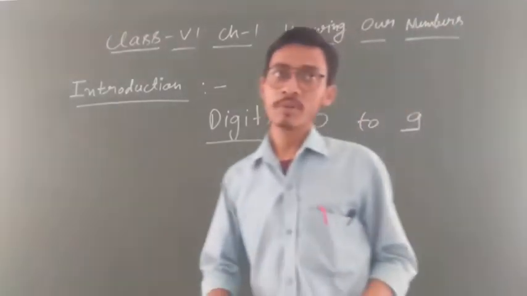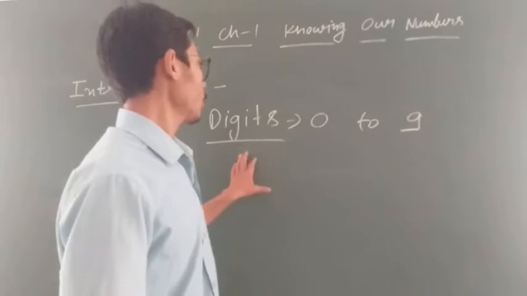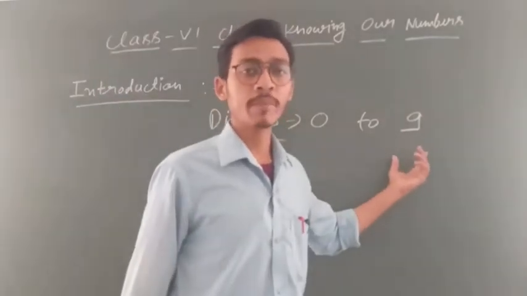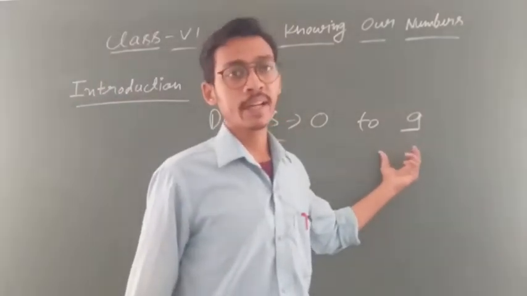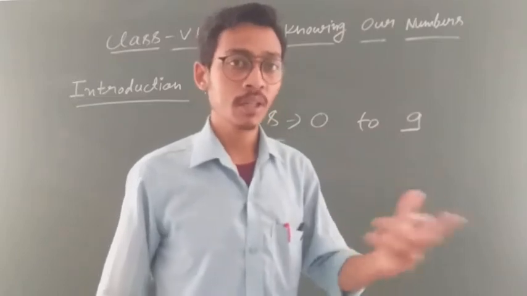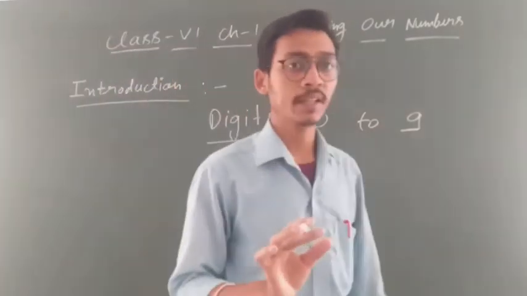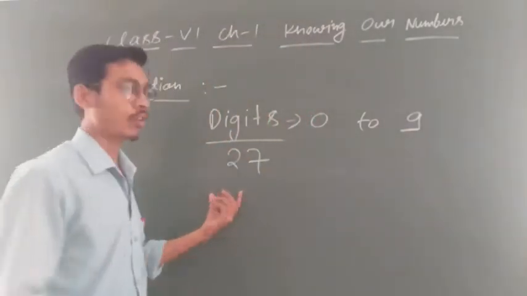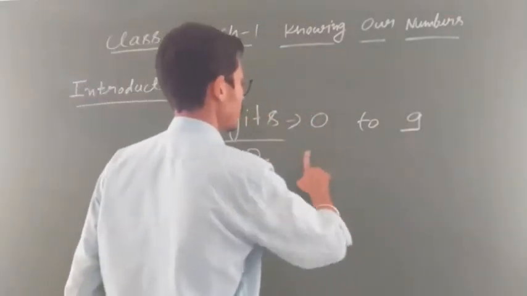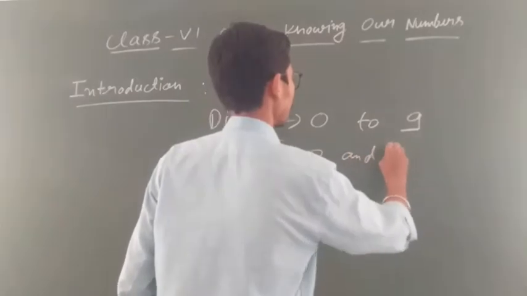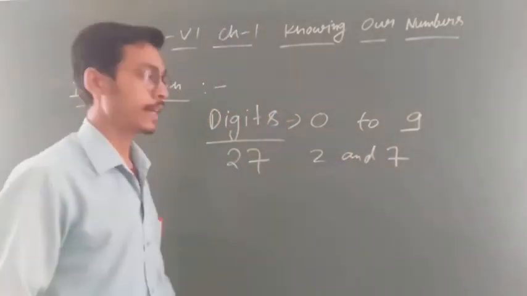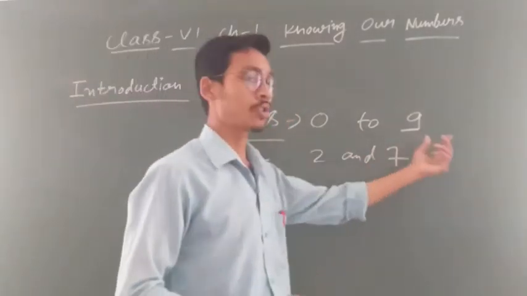So student, we were discussing digits. What is the requirement of the digits, student? Digits are used for the formation of the number. For example, you have to write down 27, ठीक है ना? तो 27 is the combination of 2 and 7, ठीक है ना, student? 2 and 7 lie between 0 and 9.